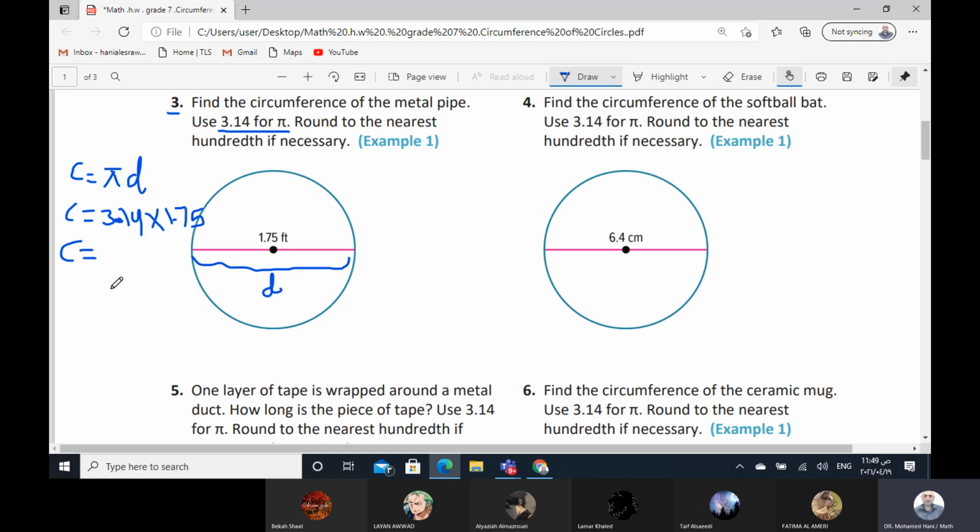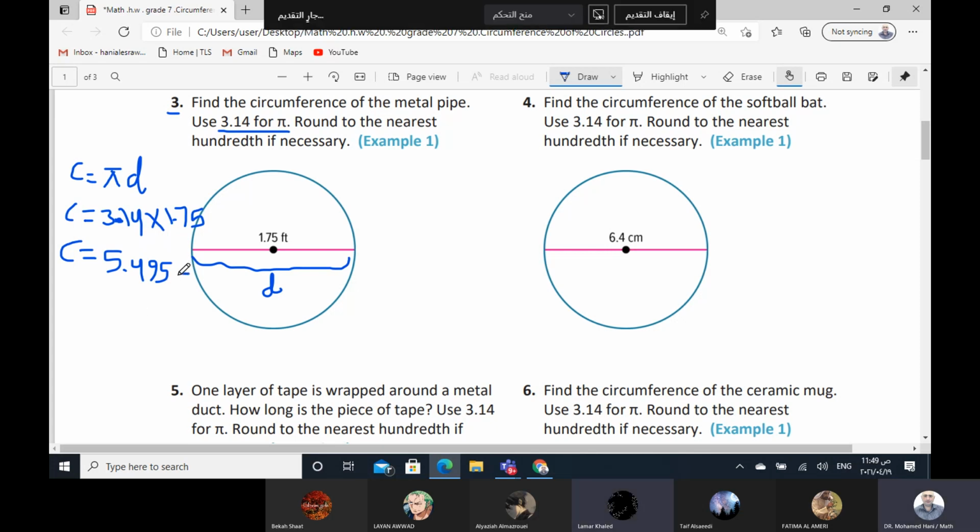Okay, who can help me to find the answer? Mister, the answer will be 5.495. Great, 5.495. Thank you. And what is the unit here? The unit will be feet square. Great.